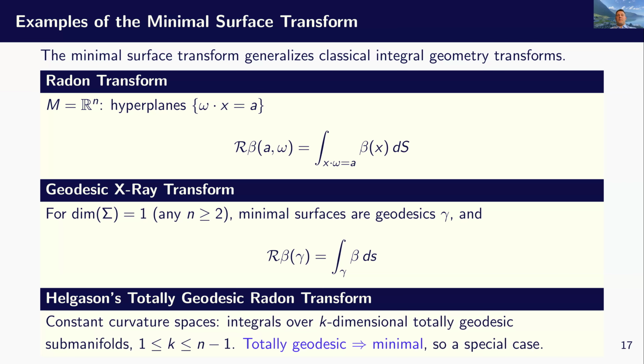A little bit more exotic, but this also appears in many applications, is Helgason's totally geodesic Radon transformation. Helgason studied these kinds of transformations in constant curvature spaces. There, the transformation integrates over k-dimensional totally geodesic submanifolds. But totally geodesic manifolds are always minimal surfaces as well. So Helgason's totally geodesic Radon transformation is also a special case of the minimal surface transform.